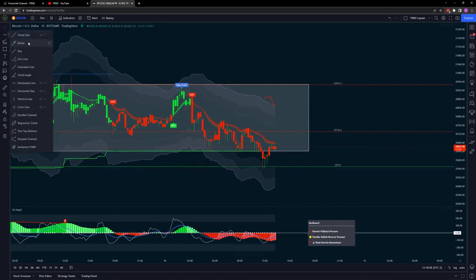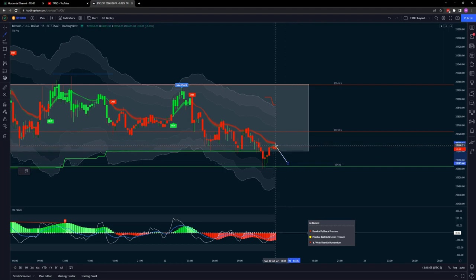So currently in this situation, we are testing our EQ cloud, which is our minor support. We did come down and test the support level. We weren't able to break through, so the candlesticks came above. So in this scenario, even the sell signal would have been strong going downwards. We rejected or we broke through support.